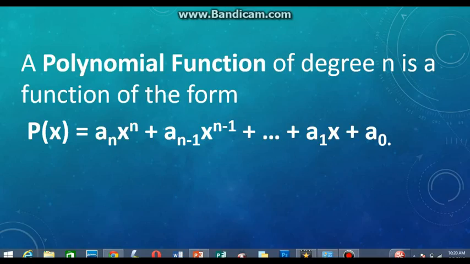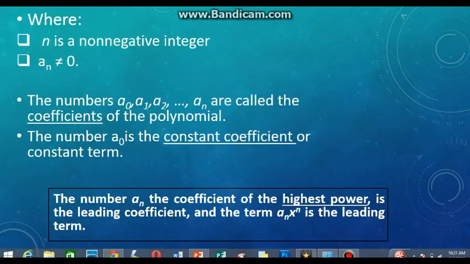A polynomial function of degree n is a function of the form p(x) = a_n x^n + a_(n-1) x^(n-1) and so on up to a_1 x + a_0, where n is a non-negative integer and a_n is not equal to 0.